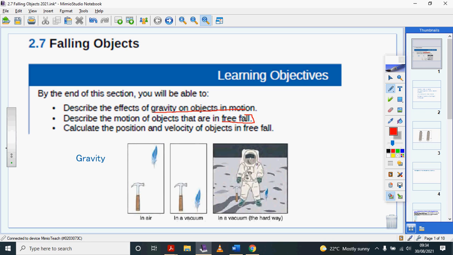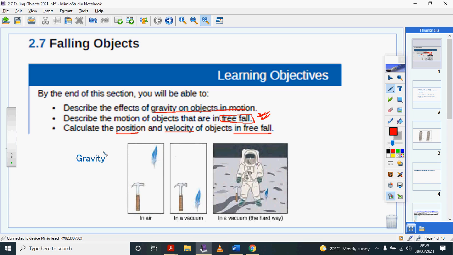Because I think free fall is one of the commonest motions that we all know the effects of. When you drop your glass, it falls and breaks. So we know free fall. So just being able to describe that motion. We'll be able to calculate position and velocity of objects in free fall, right? And our kinematics equations from last time are going to make another appearance.